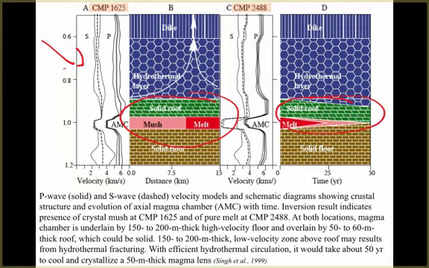At both locations, the magma chamber is underlain by 150 to 200 meter thick high velocity floors, so solid floors, and overlain by 50 to 60 meter thick roofs that could be solid. The 150 to 200 meter thick low velocity zone above the roof could result from hydrothermal fracturing. And with efficient hydrothermal circulation, it would take about 50 years to cool and crystallize a 50 meter thick magma lens.